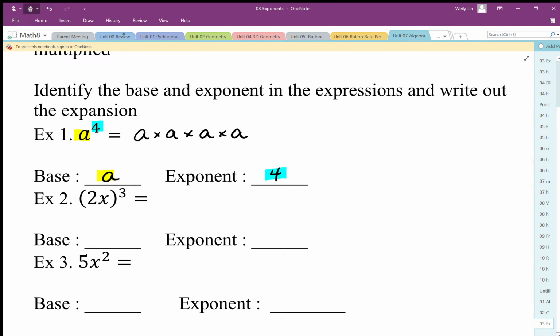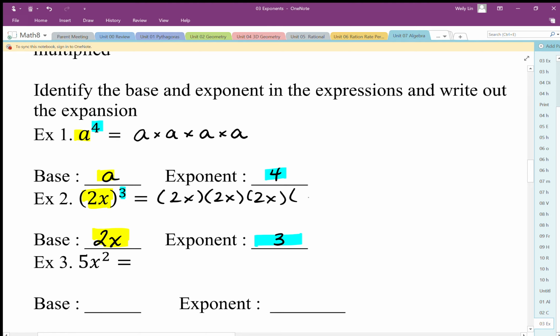Here the base is going to be that whole 2x. Our exponent is going to be the 3. So my base, when I write it out, is 2x. My exponent is 3, and this is going to be 2x, and I have to use both the 2 and the x. 2x, 2x, 2x.